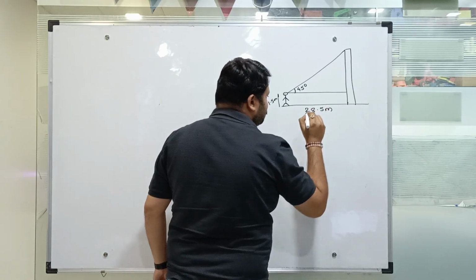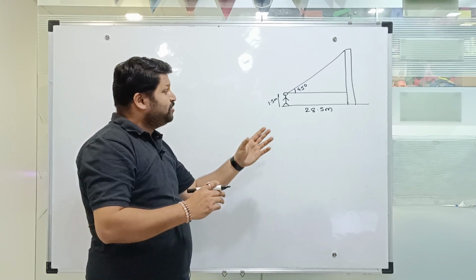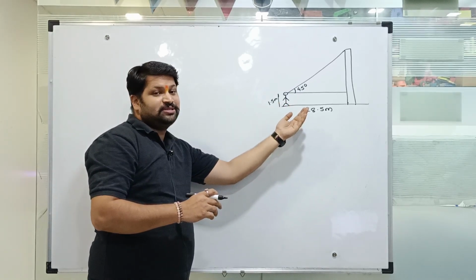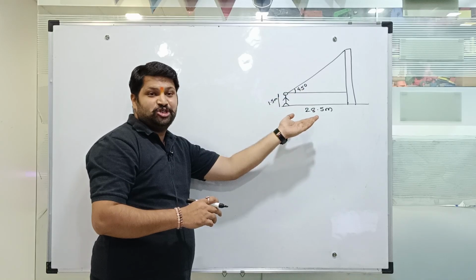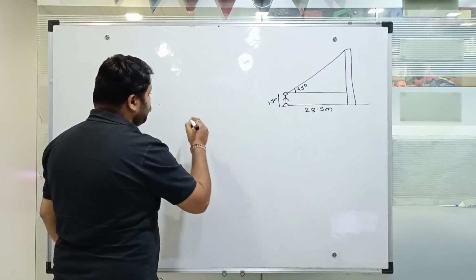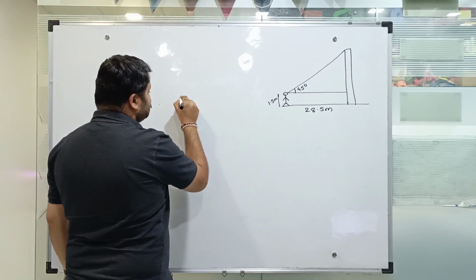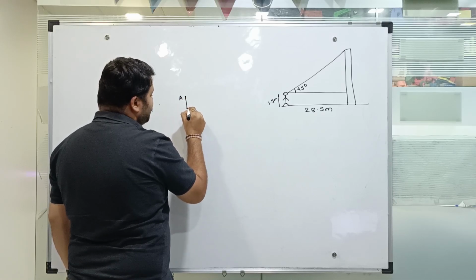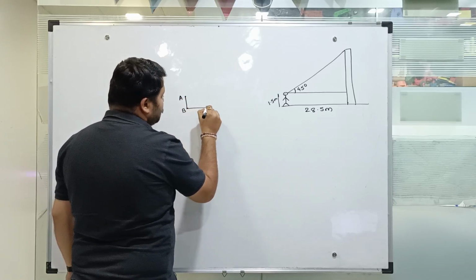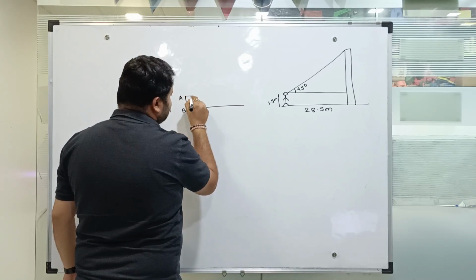28.5 meters. Now let us draw a triangle using the information that is given to us. So we have the person's eyes at point A, then we have point B is the ground, parallel side to the horizontal.